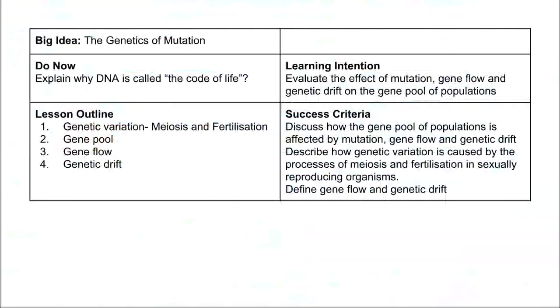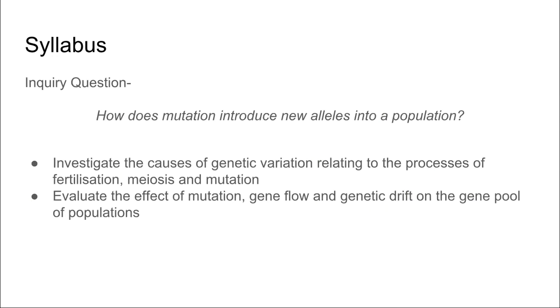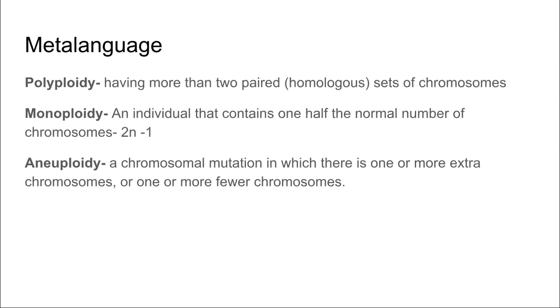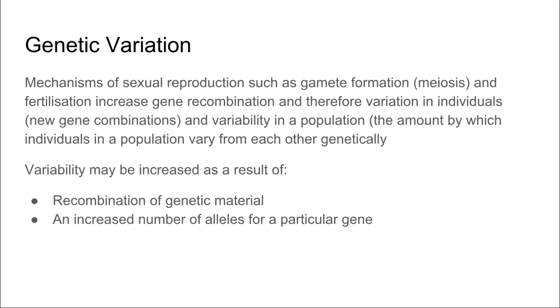In this video, we're going to be looking at the genetics of mutation, how genetic variation occurs and the effect of these mutations on populations. When we talk about polyploidy, it means we have more than two paired homologous sets of chromosomes. Then we have monoploidy, an individual that contains 1/2 the normal number of chromosomes. And then we have aneuploidy, where we have a chromosomal mutation in which there is one or more extra chromosomes or one or more fewer chromosomes.